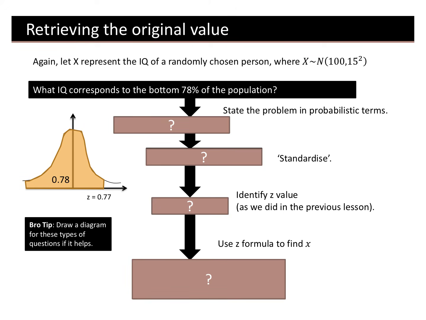Step two, state the problem. So we want the probability of x being less than x equaling 0.78. Now, we need to standardize this value. So this is the same as the probability of z being less than z equaling 0.78. Okay? Now, how are we standardising this? How do we find our z value?